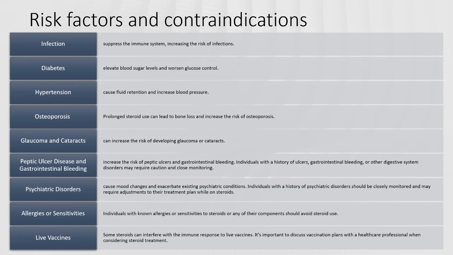Glaucoma and cataracts. Steroid use can increase the risk of developing glaucoma or cataracts. Regular eye exams are crucial for individuals on long-term steroids to detect and manage these conditions early. Peptic ulcer disease and gastrointestinal bleeding. Steroids increase the risk of peptic ulcers and gastrointestinal bleeding. Individuals with a history of ulcers, gastrointestinal bleeding, or other digestive system disorders should use steroids with caution and may require protective medications and close monitoring.